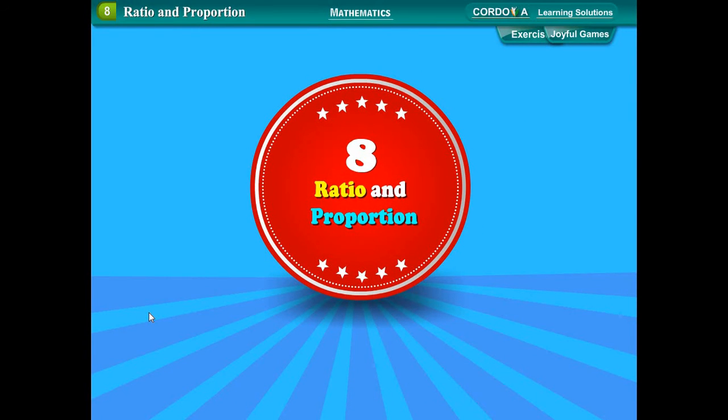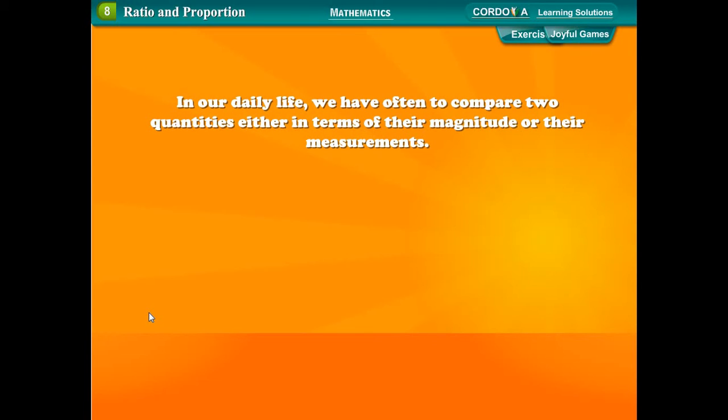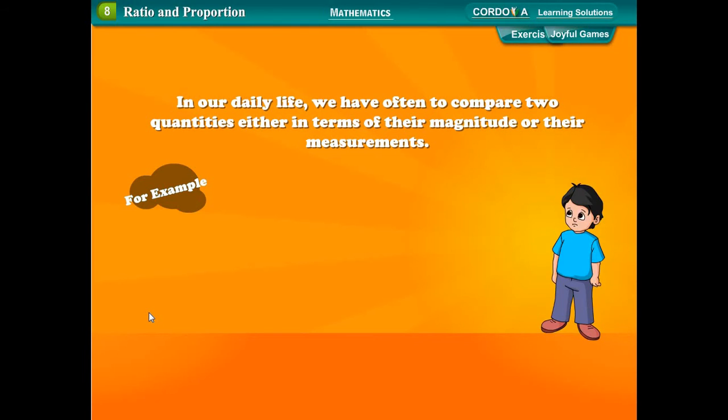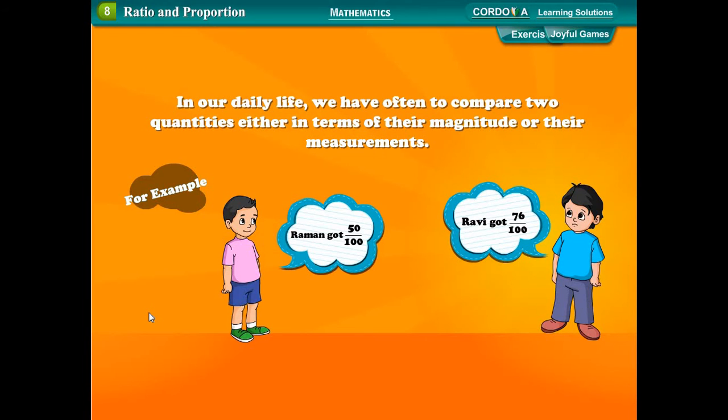Chapter 8. Ratio and Proportion. In our daily life, we have often to compare two quantities either in terms of their magnitude or their measurements. For example, in an examination, Ravi got 76 upon 100 marks and Raman got 50 upon 100 marks.